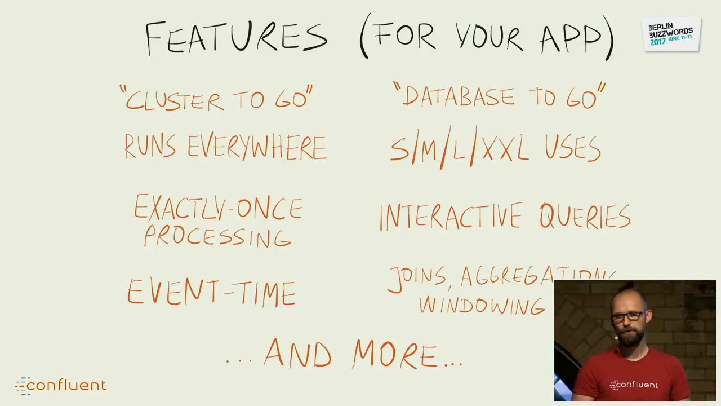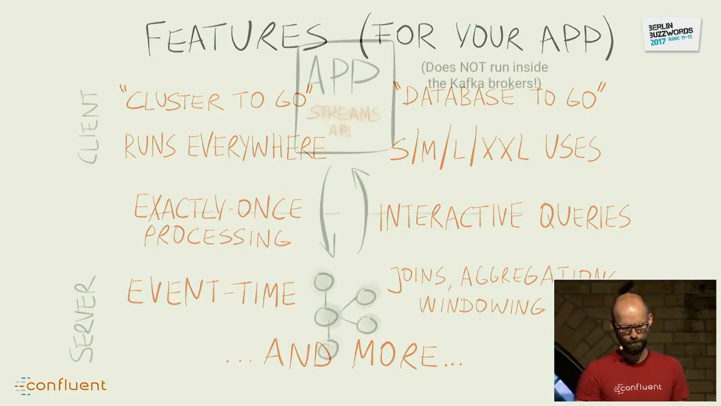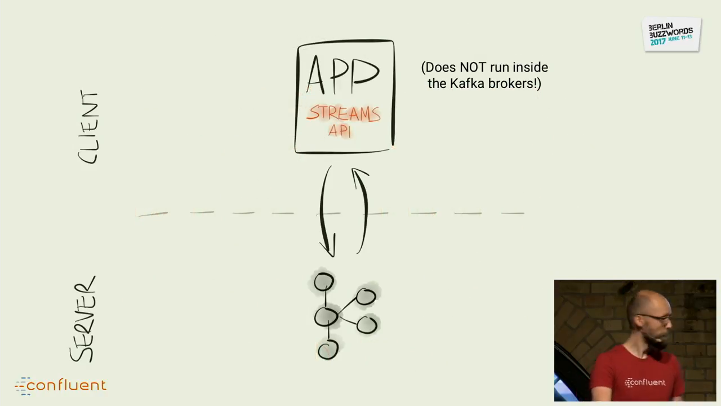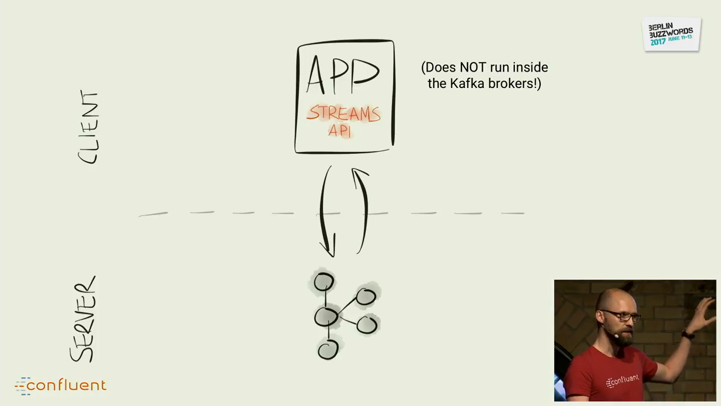You get exactly once processing, even under failure. You can do event time processing, joins, aggregations, and so on, and a whole lot more. As an example, here's an application that uses the Kafka Streams API. I just want to highlight, this is an application that does not run in the Kafka servers. It doesn't run in the Kafka brokers, but at the perimeter of it, in a VM, a container, or something like that.